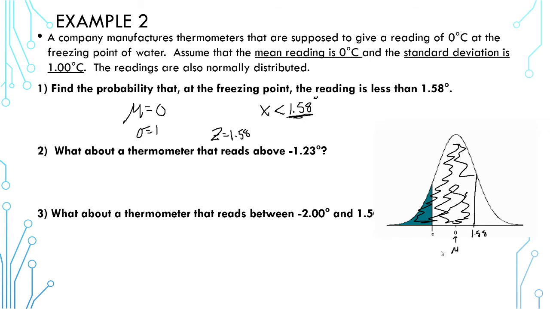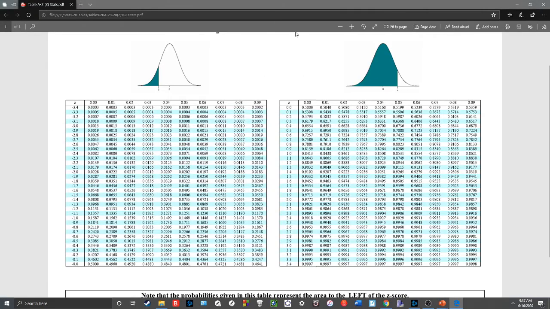So to find this out, I would go to my z-score table, which is right here. This is a z-score table. The way you read this table is that the side column, this z column, gives you the first 2 digits, and the top numbers give you the third digit. So you only go up to 3 digits.